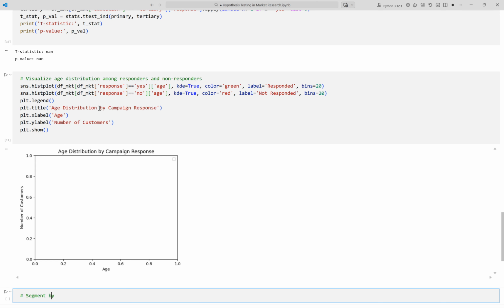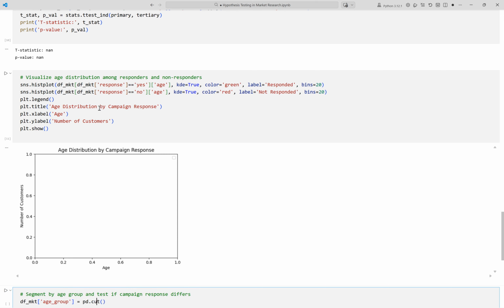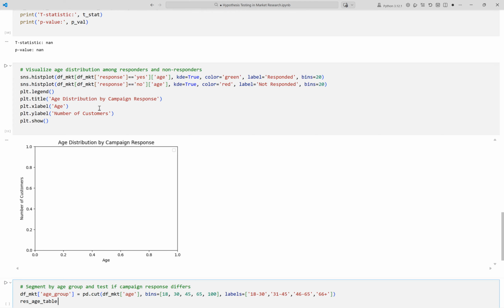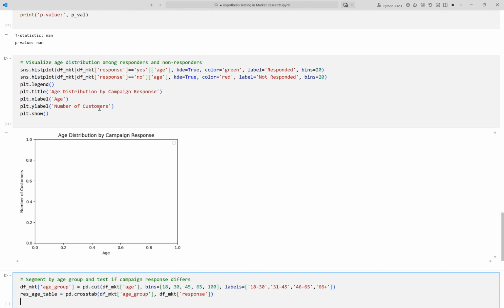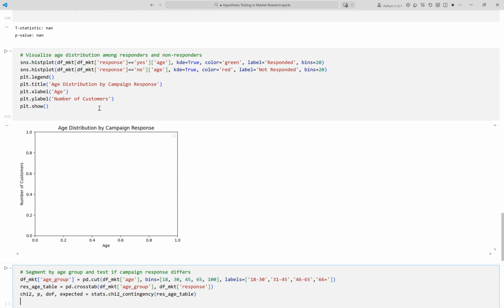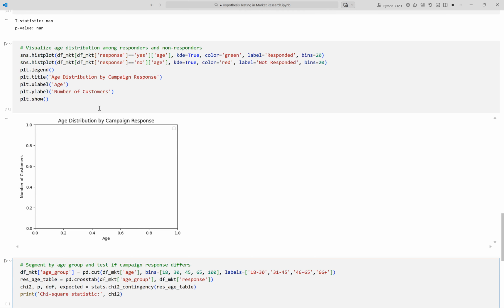Segmentation is a key market research tool to test campaign effect by customer age group. We categorize age values using business-relevant bins. We cross-tabulate response counts by age group. We apply chi-square to formally test for age-driven response differences. We print key test outputs for manager review. The final table shows patterns at a glance.